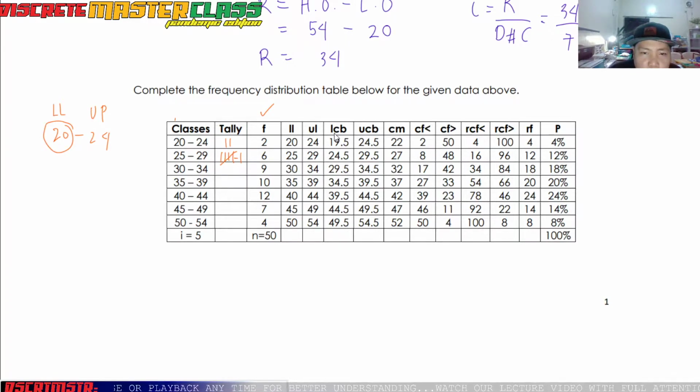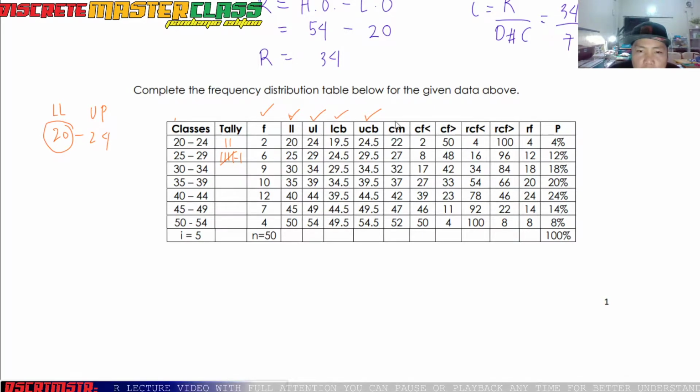Ano naman yung lower class boundaries? So, from the lower limit, magma-minus ka lang ng 0.5. So, that is from 20 minus 0.5, that is 19.5. Doon naman sa upper limit, mag-a-add ka naman ng 0.5. So, from 24 plus 0.5, that is 24.5. Okay? So, okay na tayo sa lower limit, upper limit, lower class boundaries, upper class boundaries.